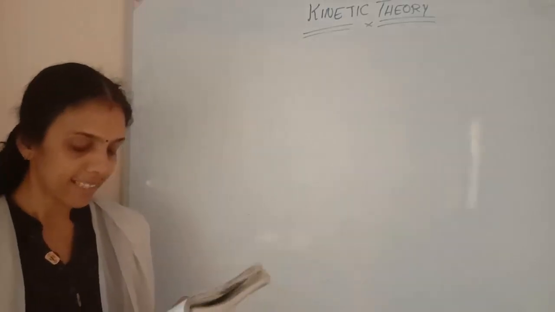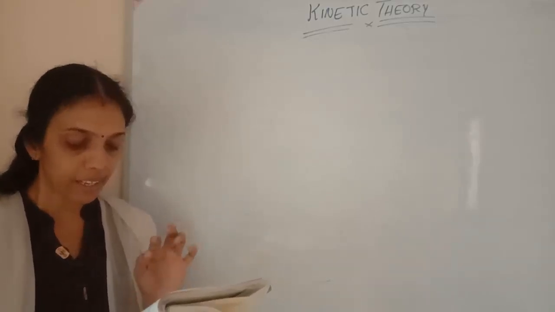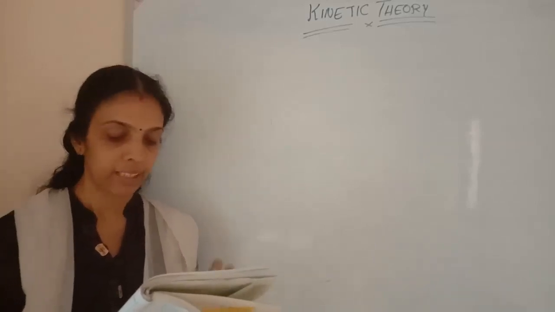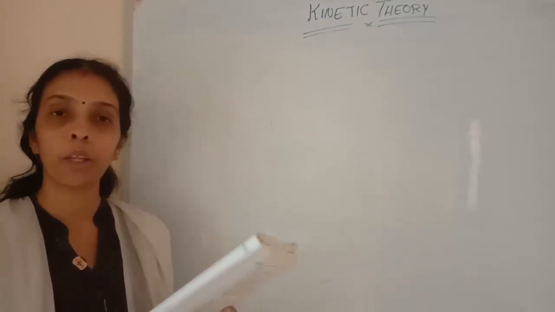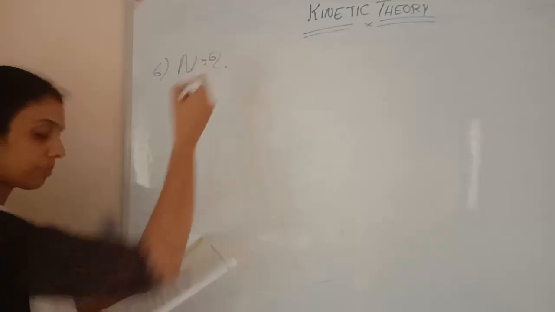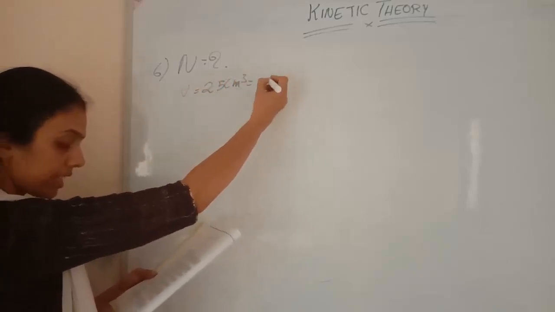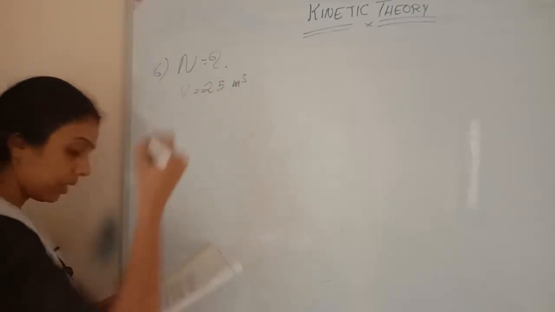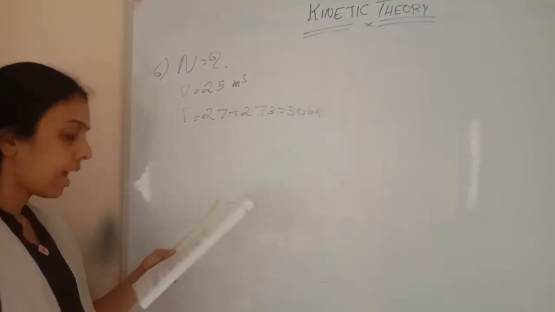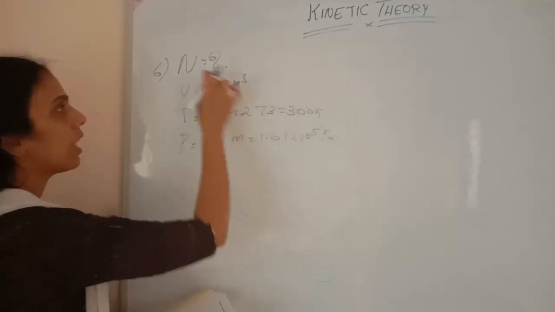Okay, so the next one: estimate the total number of air molecules, inclusive of oxygen, nitrogen, water vapor and other constituents, in a room of capacity 25 meter cube at a temperature of 27 degrees Celsius and 1 atmospheric pressure. See, we should find the total number of molecules, not per unit volume. So we should find N, the total number of molecules. The room capacity is 25 meter cube, so there is no need to convert. At a temperature of 27 degrees Celsius, 27 plus 273 is 300 Kelvin. And pressure is given as 1 atmospheric pressure, 1.01 into 10 to the power 5 Pascal. So how can we find this capital N?